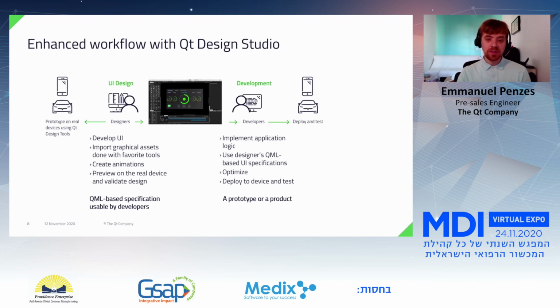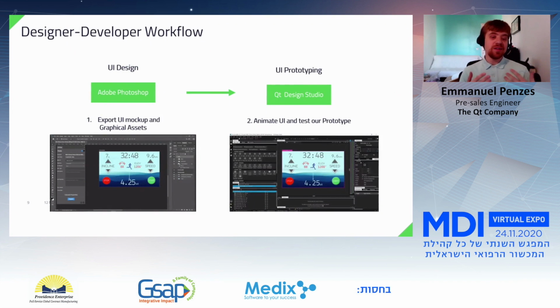So the next step is to show you a bit the workflow and how it works and what we can do. I will use a fitness application that has been done by one of our designers, and my aim will be to export it from Photoshop, a commonly used designer tool, and be able to use it in Design Studio, manipulate it and create some animations. So now we will go to our live demo on Photoshop.